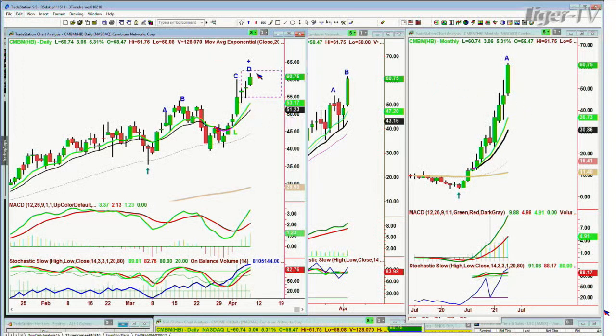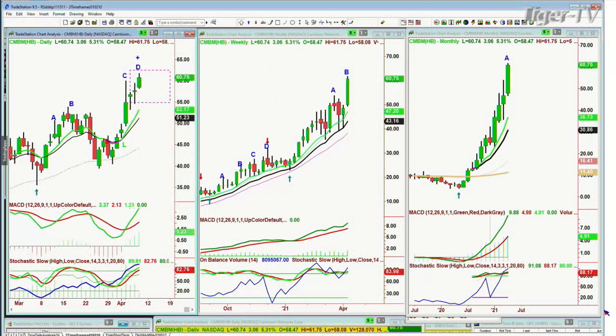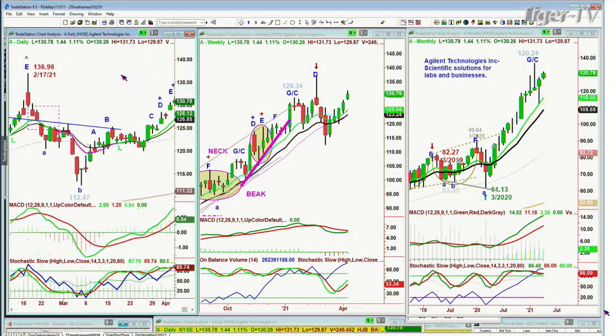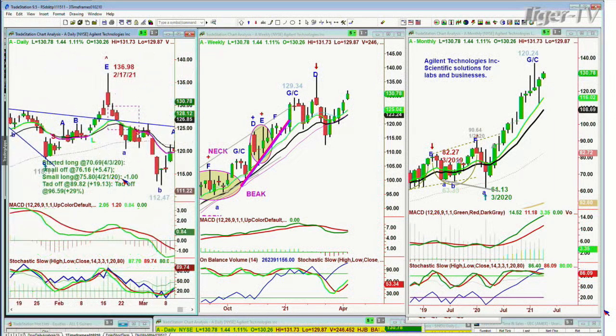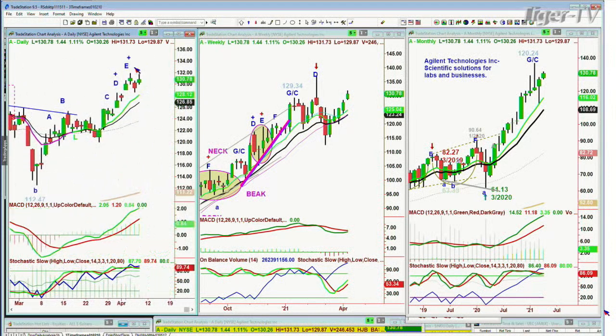So a couple of questions just came in right now. Let me just get to that right now. Do you still have your Agilent? A is the symbol. Yes, we do have Agilent from the 70 area. We've had it from 70 back in April of last year. We've taken a little bit off along the way, really good gains. And here it is at 130. I like it very much, but it's in that same category that says from here, we've got to watch it closely because it's starting to struggle a little bit. But yes, it's holding very well at 130. The key support will be 126.